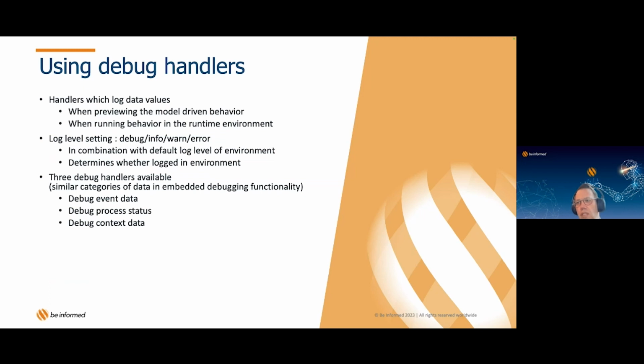We currently have some debugging handlers within BeInformed, which help you to debug log data which is currently available at a certain location in the event. That can be done on the preview or on the running environment. It's all based on a logging framework, and you have to specify if you want to debug, info, warn or error. And you have three debug handlers available: the event data, the process status, and the context data. We will go into those three handlers separately now.